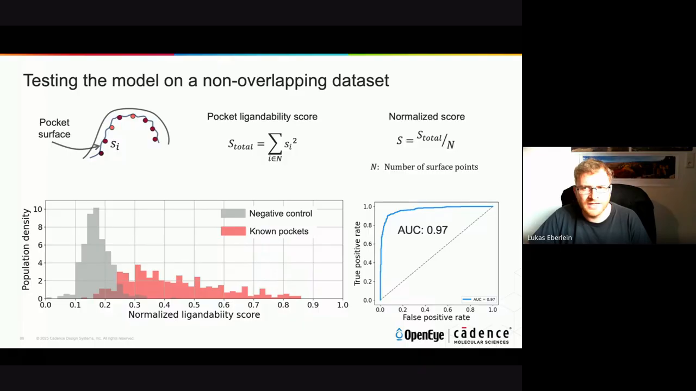This is how the data looks. In gray, you see the negative control patches, and in red, the known pockets from our data set. We see that there is a separation between them at around 0.3 in our normalized ligandability score. Also, our AUC, the area under the receiver operating characteristic curve, which basically measures how well you distinguish true positives from false positives, is really high at around 0.97. So we think this model is really good at separating our pocket patches from the negative controls.